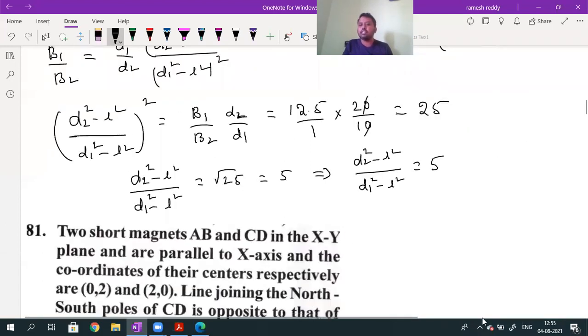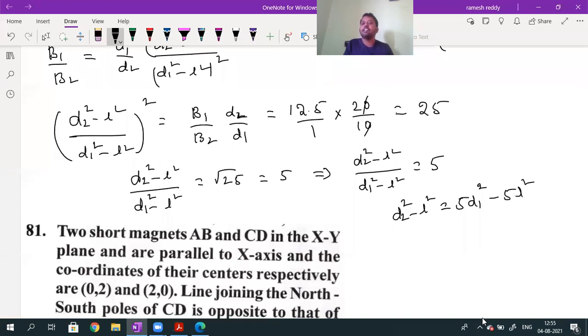So D2 square minus L square, because D1, D2 values are known. D1 value will be 10 centimeters, D2 value will be 20 centimeters. When you know the D1 and D2 values, the unknown length value can be calculated. Can you find out the length here? (D2 square minus L square) divided by (D1 square minus L square). When I cross multiply this, what will I get? D2 square minus L square will be equal to 5 into D1 square minus 5 into L square.